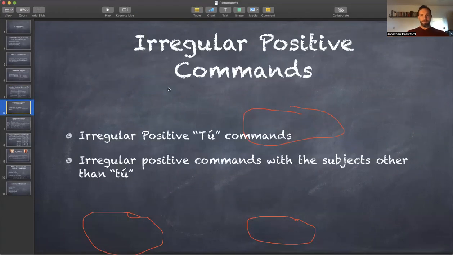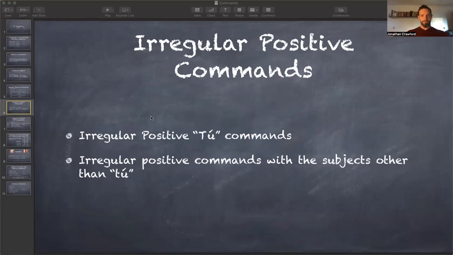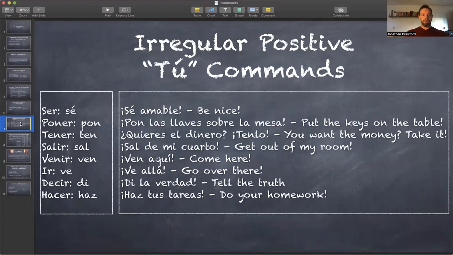All right, so we have irregular positive commands. So these can be subcategorized into 2 different sections: irregular positive tú commands, and then you have irregular positive commands with the subjects other than tú. Let me get rid of these circles here. So in the tú form, you just have to remember these. Ser and poner, tener, salir, venir, ir, decir, hacer. These are all irregular tú commands.